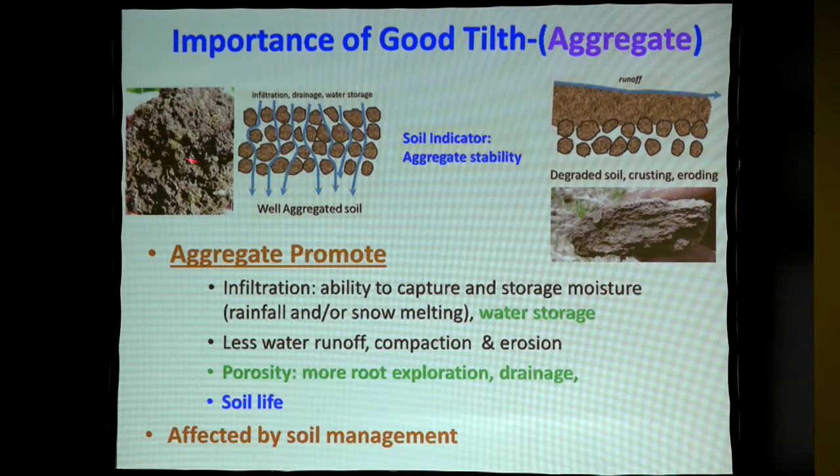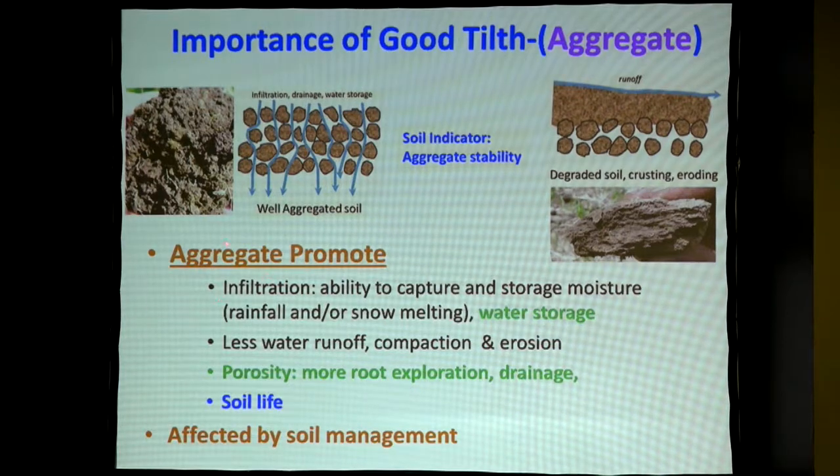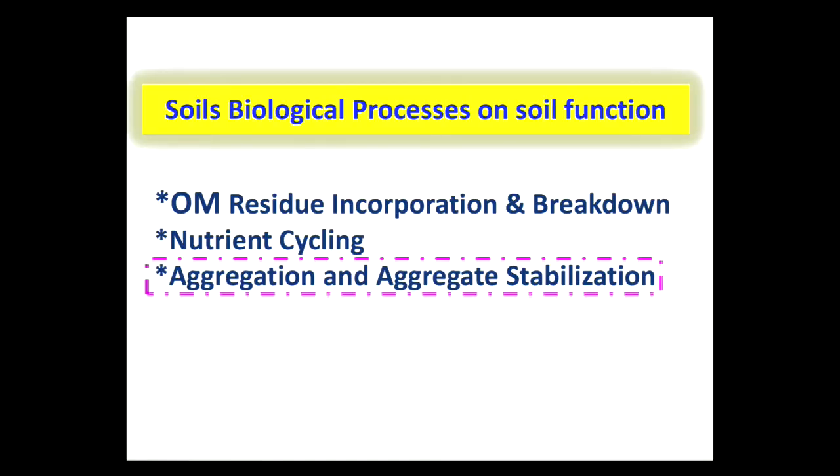One of the things about aggregation is, if you've got good aggregation, you're going to have good infiltration of the water. So aggregates promote infiltration. They give less water runoff, promote porosity, and what is important is the soil life in there. Right here, you can see if you have a soil that is still, the water is going to start running off, and then you're just going to have all of these erosions in the soil, forming that crusting, and they will degrade the soil over time.